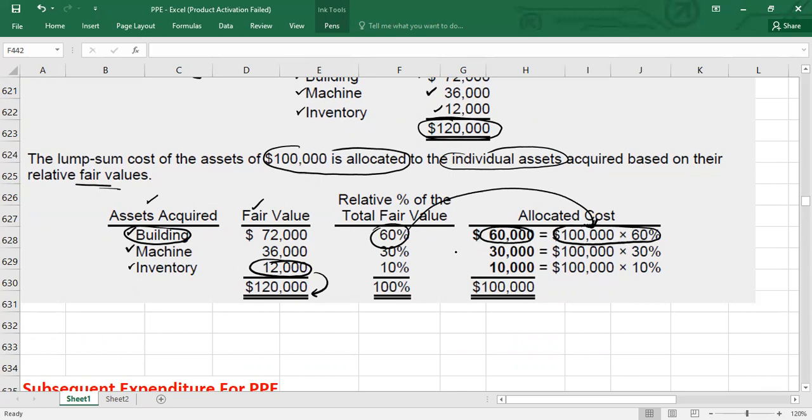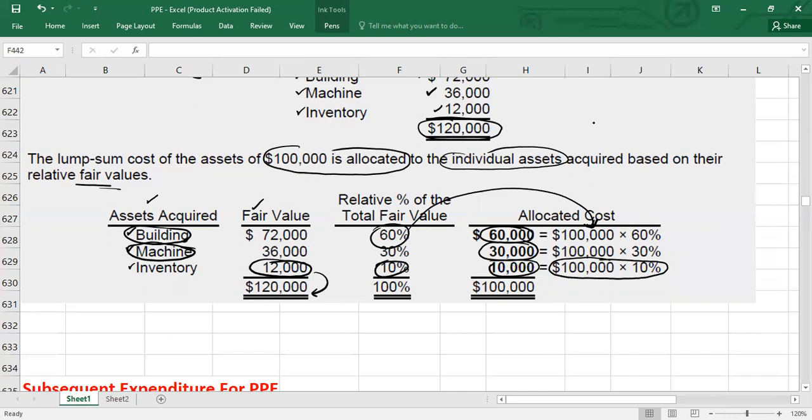Same way for the machinery, we have a lump sum price of $100,000, but machinery percentage is 30%. If you calculate, you will get $30,000. This should be allocated to machine, and the 10% should be allocated to the inventory. We have a transaction price of 100,000 and inventory fair value percentage is 10%. It means 10,000 should be allocated to the inventory.